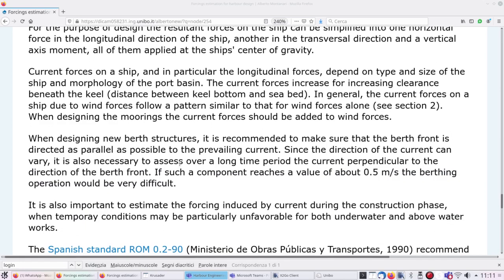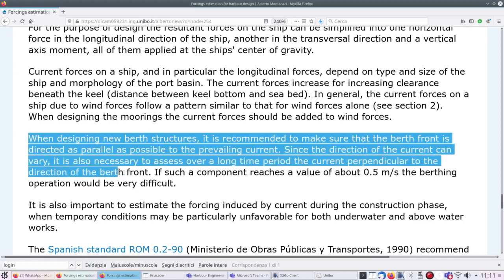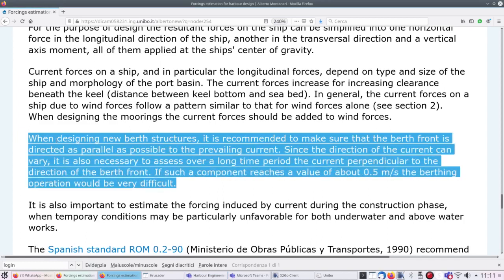Let's look at this relationship. I just wanted to draw your attention to what's written here, which is what I mentioned before. It is recommended to make sure that the berth front is directed as parallel as possible to the prevailing current. And since the direction of the current can vary, it is also necessary to assess over a long time period the current perpendicular to the direction of the berth front.